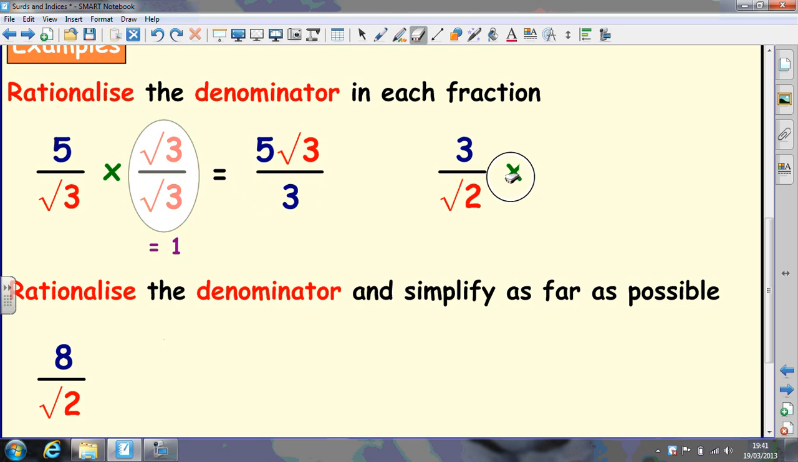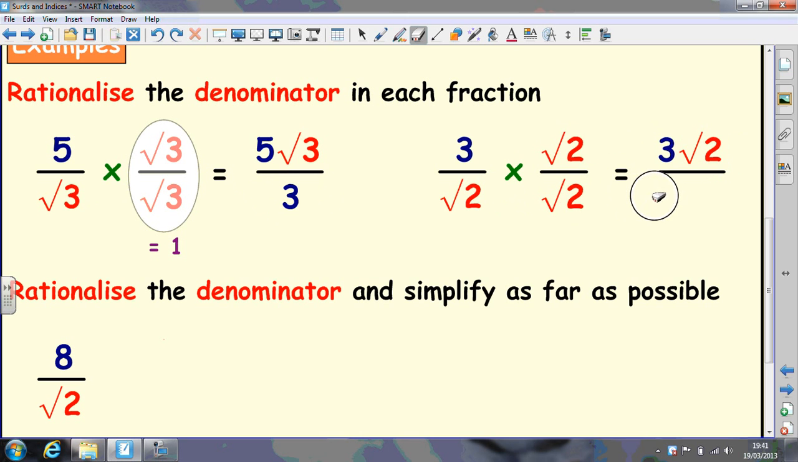So looking at the next example, the easiest thing to change the bottom value into a whole number, or a rational number, we multiply by root 2, but we must do the same to the top, because we just want to multiply by 1. So the top's going to become 3 root 2, and the bottom is going to be root 2 times root 2, which is root 4, sorry, which is just 2. So you can see a pattern starting to happen. Root 3 times root 3 is just 3, root 2 times root 2 is just 2, root 5 times root 5 is just 5, and so on.